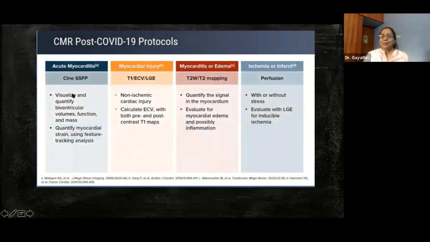Now, these are the common protocols which are usually done: cine SSFP, then T1 weighted images, ACV, LGE, that is late gadolinium enhancement, T2 mapping, and perfusion studies. All these, and cardiac MRI is a dynamic measurement.